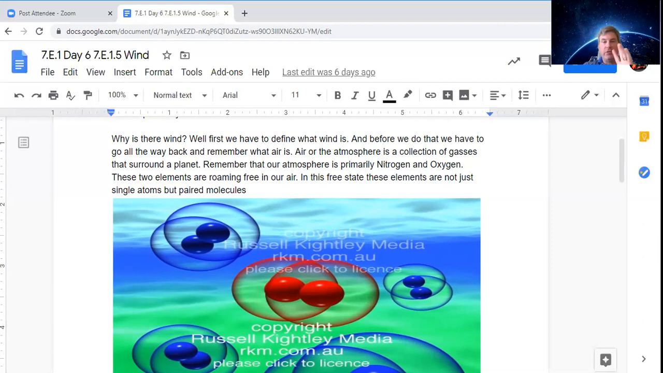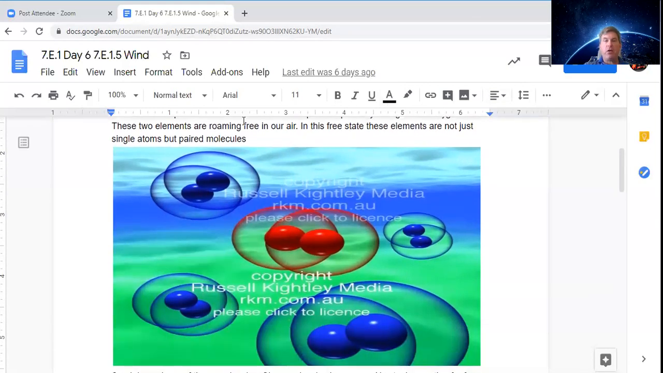So nitrogen and oxygen are the two things that we talk about pretty much that are our atmosphere. And then they are roaming free. They are not combined with anything else. They are themselves, just plain elements. But when you see these plain elements by themselves, they're not individual atoms, but if you look at the picture here, they are paired molecules. And so we have nitrogen and oxygen. So in this picture, we have 4 blue ones and 1 red one. And since nitrogen is 78% of our atmosphere and oxygen is 21%, guess what the blue ones are? Yes, they are the nitrogen. And the little red one here is the oxygen molecule.